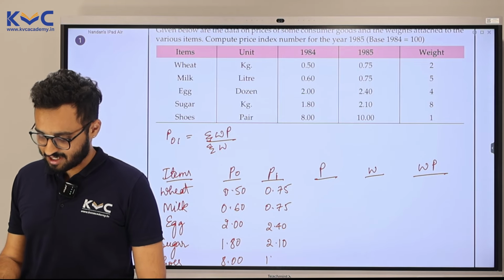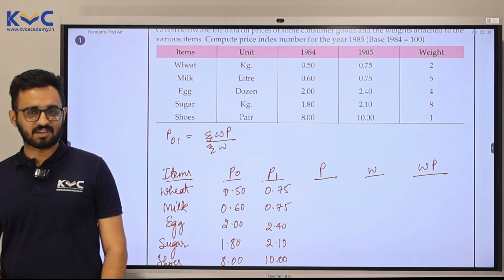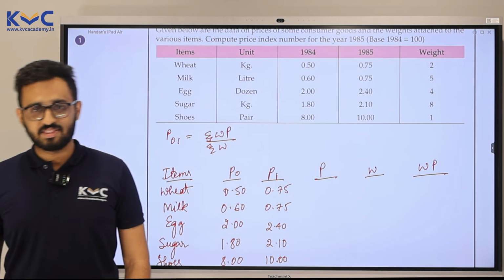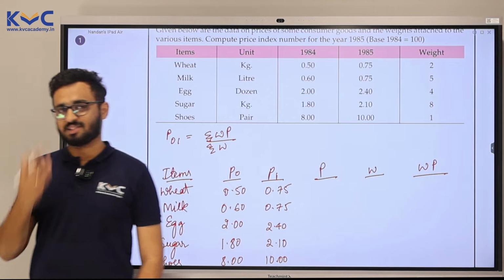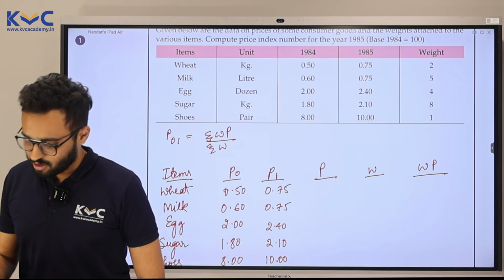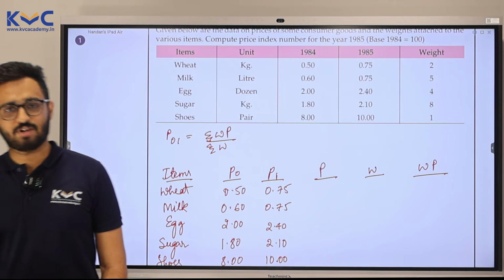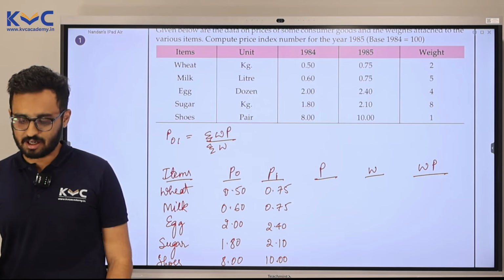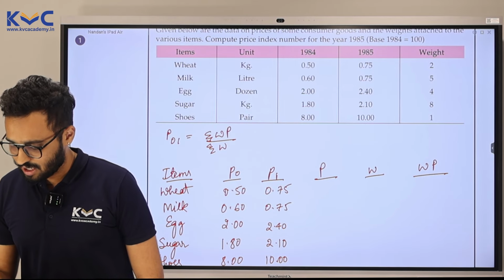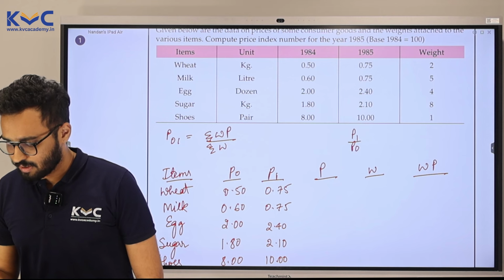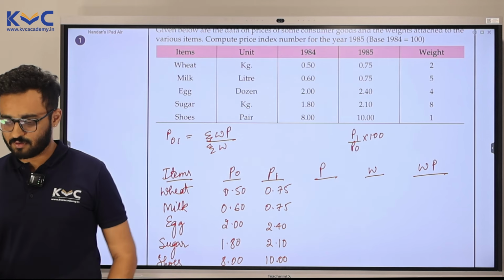But it's okay. This is just for the sake of example, right? Nothing to do with the reality, right? These are just questions for which we need some numbers. Okay, the price relative will be what? P1 divided by P0 into 100, correct? P1 divided by P0 into 100 is what we'll need.